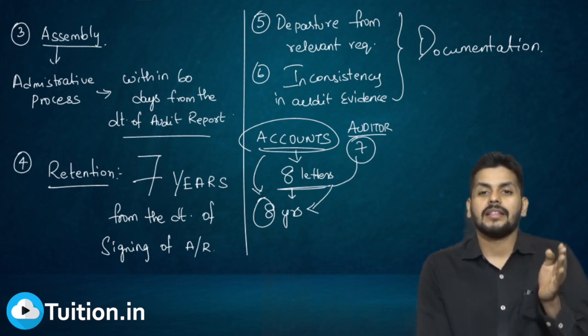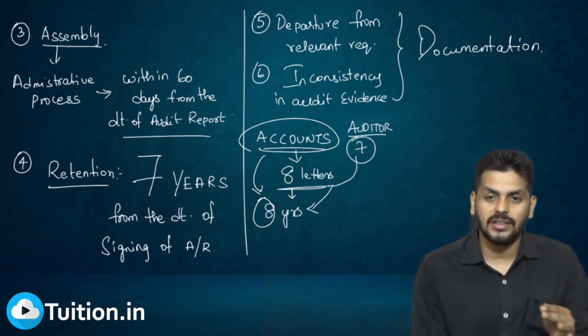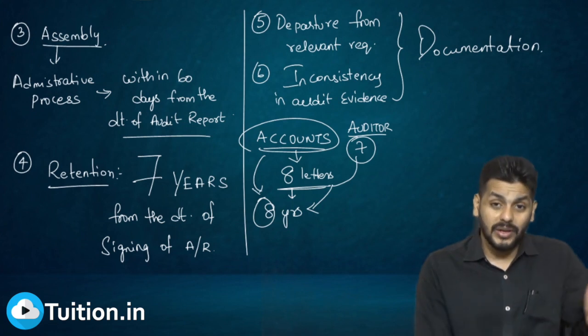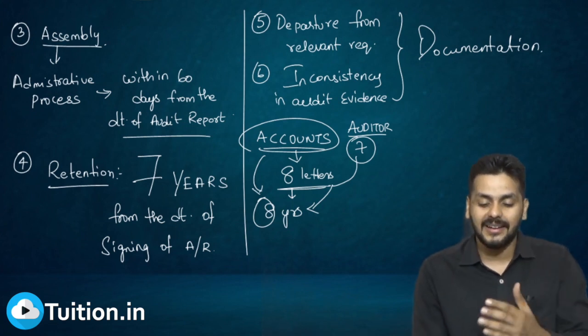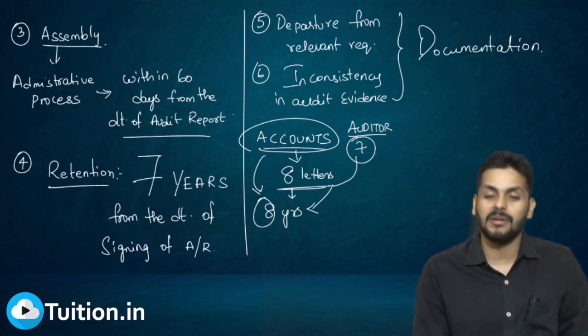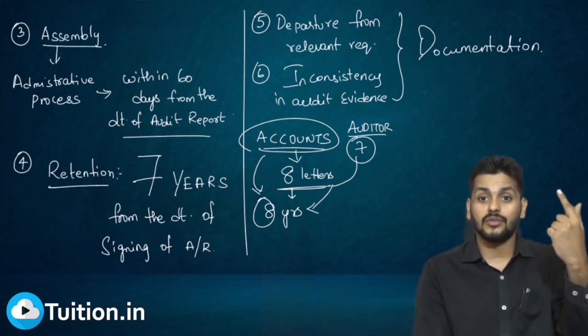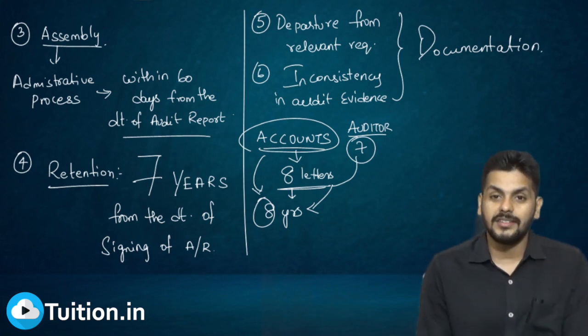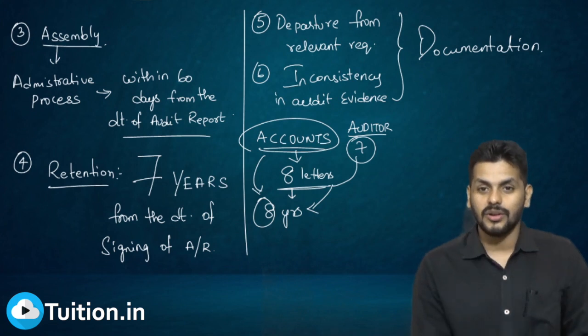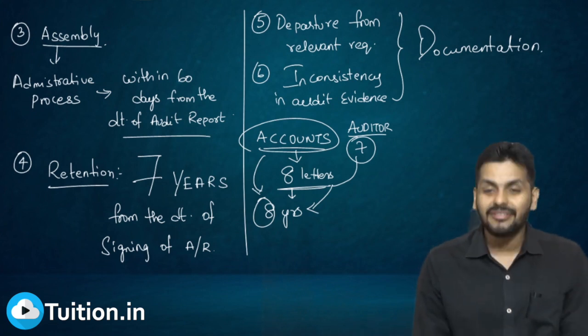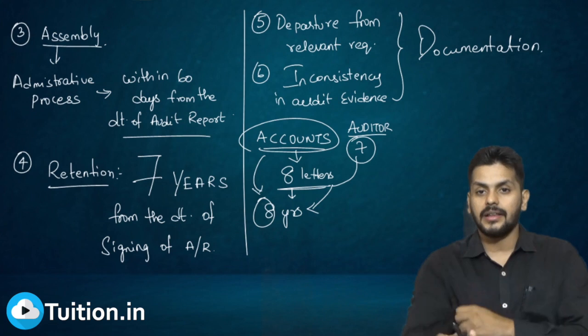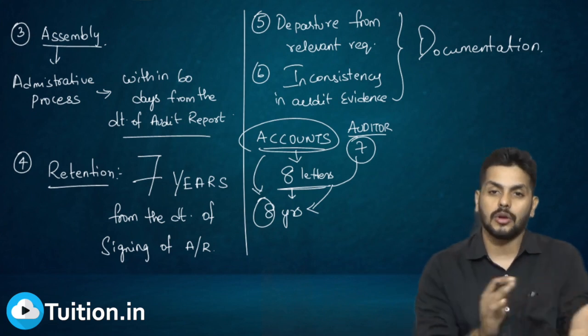Go by the letters. The word accounts has 8 letters, and that's why it's 8 years for books of accounts. Small techniques, guys, something to remember, so as not to mess up in the exam, because it costs 1 mark, and it's not easy to just let go of things. Okay, so that's the first standard. In this part of the discussion we have audit documentation.